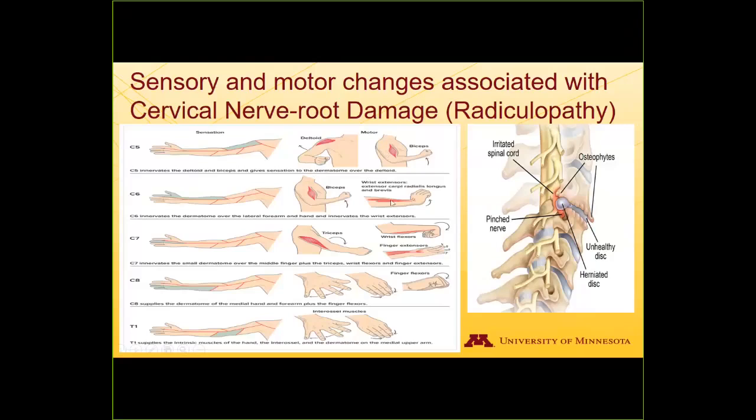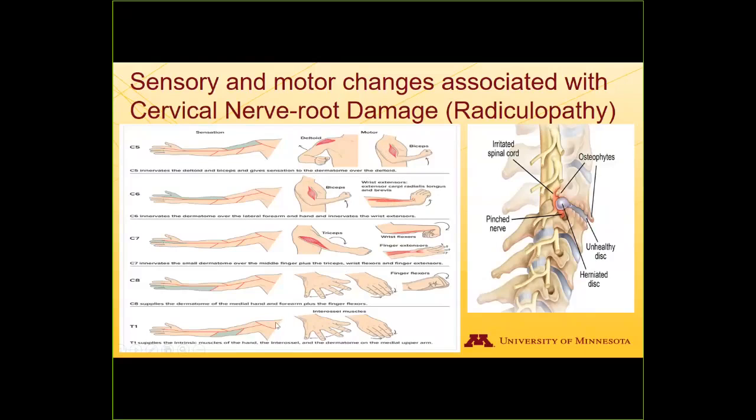And then we'd expect to see extensor weakness, wrist extensor weakness. Okay, C7 has a very small portion of our body represented in terms of its dermatome. It's a very small dermatome. But from a motor standpoint, it's pretty extensive, right? We wouldn't have finger extensors, we wouldn't have triceps, and we'd lose some wrist flexors along the way too.